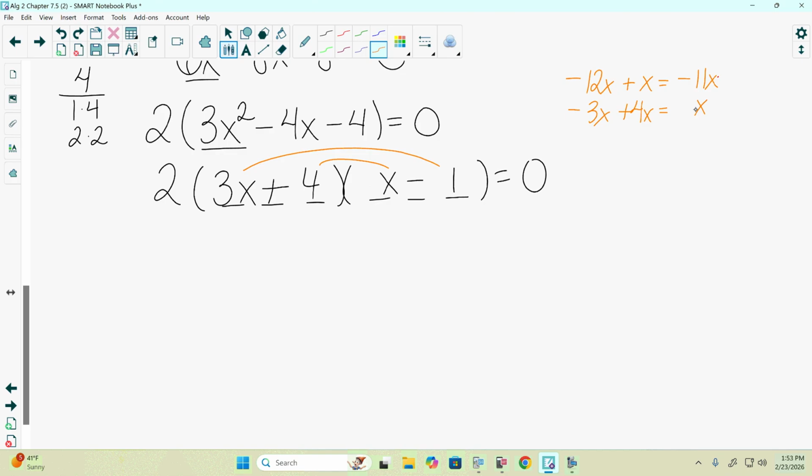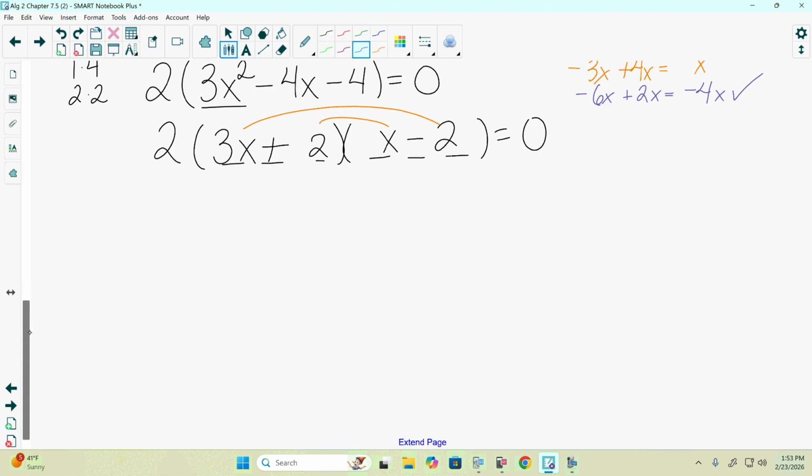So since we've tried every combination of 1 and 4, we'll need to switch to 2 and 2. And we can check this again. 3x times negative 2 is going to be negative 6x. 2 times x is going to be plus 2x. And negative 6x plus 2x is negative 4x. So that is the middle term we wanted. So it's telling us that 3x plus 2 times x minus 2 are the correct factors for our 3x squared minus 4x minus 4.